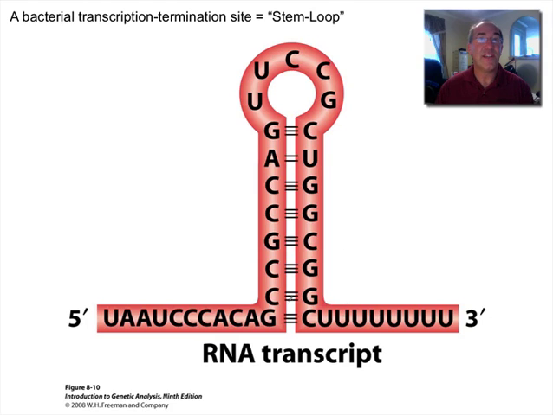This is a diagram of what a stem loop looks like. As you can see here, we have a sequence on one side of the single-stranded RNA, loops around, comes back on the other side, and bonds in the middle. So this is a stem loop, also known as a hairpin loop.